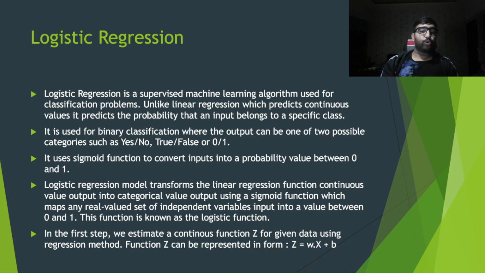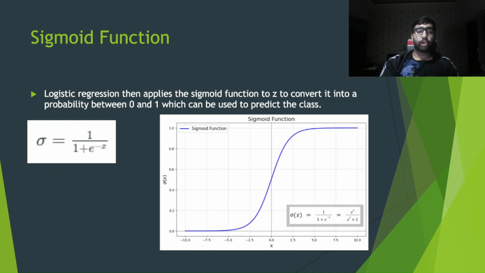So as I already told you, the first step for logistic regression is to estimate a function z for the given data using the regression method. The function z is represented as w dot x plus b. Here w dot x is the dot product of the weights and the data points x. So w represents all the weights that we have estimated for the given data, and x refers to the actual data points. Here b refers to the bias. Now let's understand the sigmoid function. Logistic regression then applies the sigmoid function to z to convert it into a probability between 0 and 1, which can be used to predict the class.